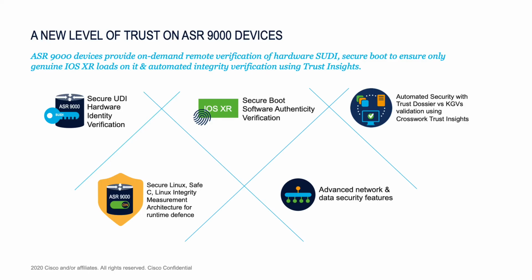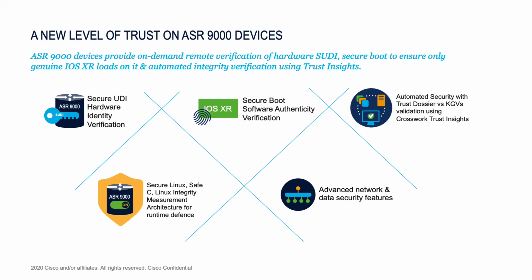So to sum up everything that we've just seen and understood, security is more than just features on the ASR 9000 device. For us, security means trust. Trust in the hardware and trust in the software. We ensure trust in the hardware using SUDI, using the hardware TAM, using the secure boot process. We ensure iOS XR is secure because it is signed by Cisco and only signed authentic iOS XR images can boot up on the ASR 9000 device. We saw how you can collect trust dossiers and compare them against KGVs or known good values in order to verify this trust information that we continuously collect for you during the runtime of the device.